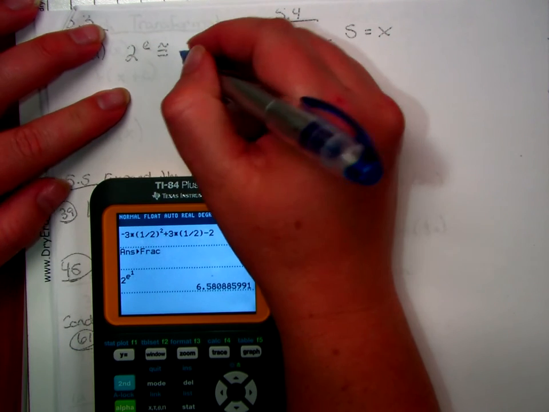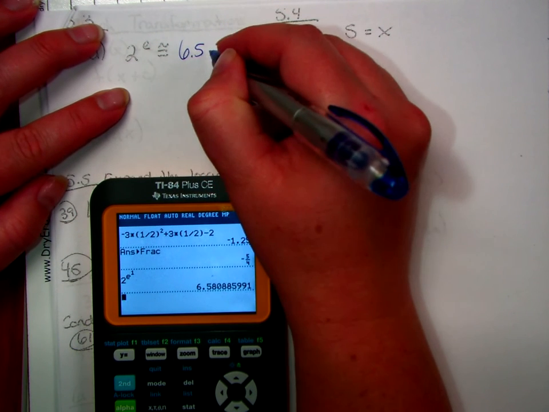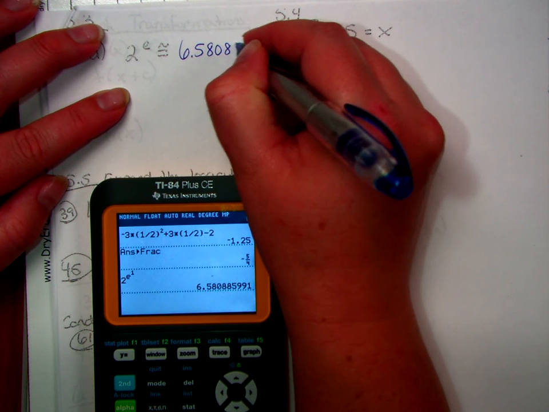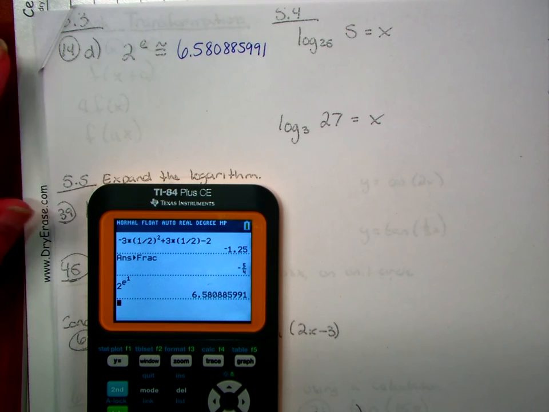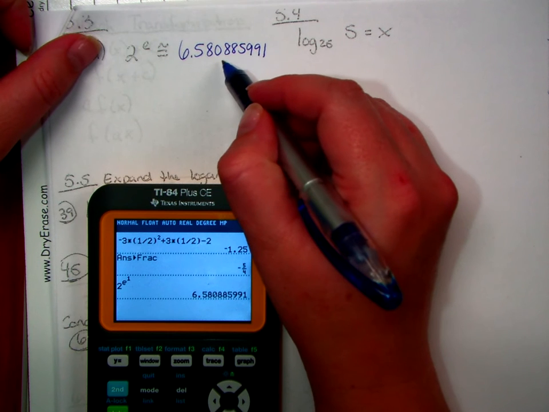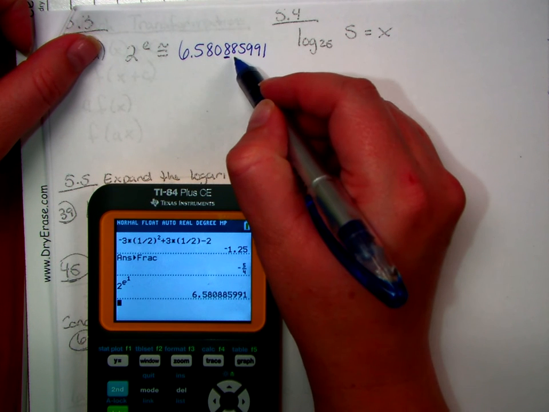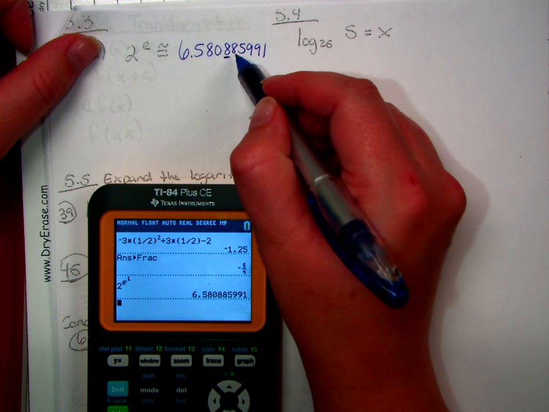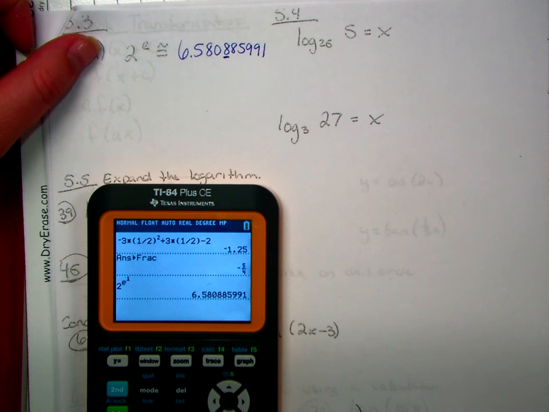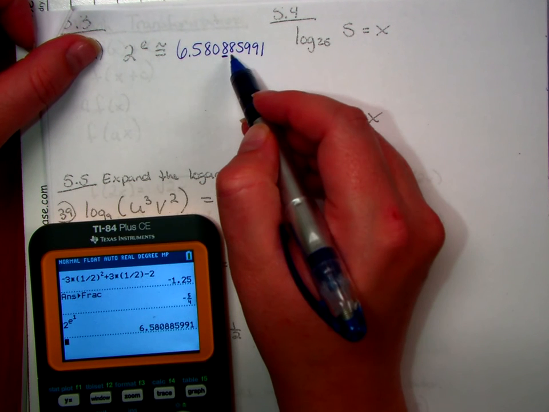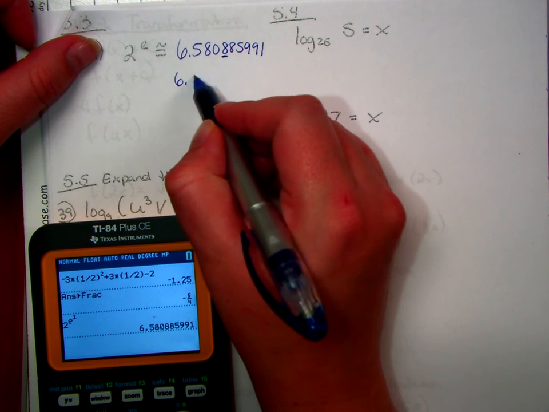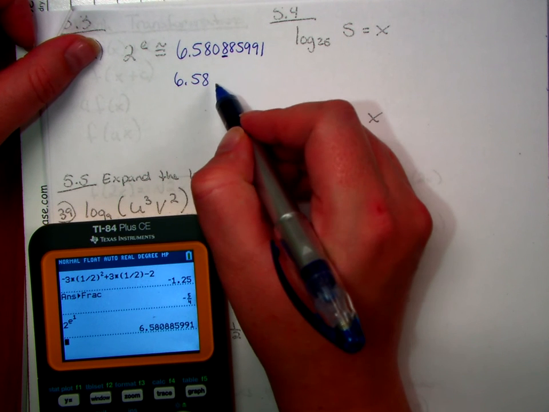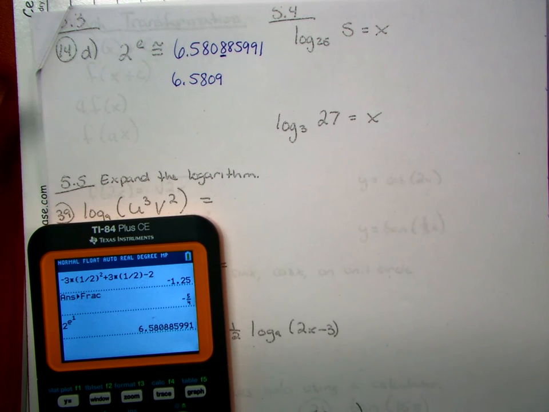6.50580885991. Okay, so let's make sure we round this correctly. If we wanted just 4 decimals, the 4th decimal place is an 8, and so we'd look at the one after it, and if it's 5 or greater, we're going to round that 4th decimal place up. Since the 5th decimal is also an 8, we need to round that 8 up, and so we get 6.5809. Okay, so not too bad.